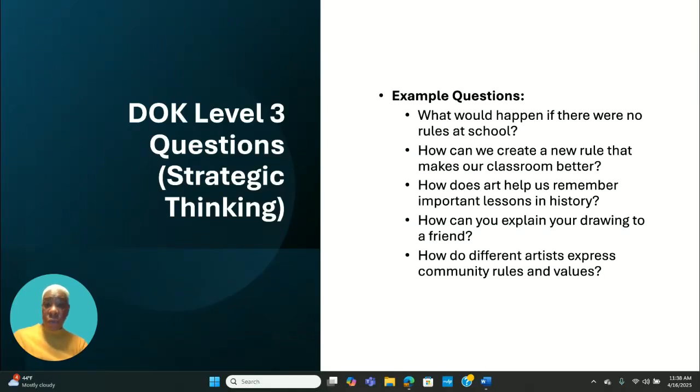You might have students that learn differently, and you might get better data as to whether they understand the lesson by having them do an art project. So you might want to have them draw what it might look like if there were no rules in a classroom, and then explain that to their classmate. So that brings a more collaborative learning environment for them.